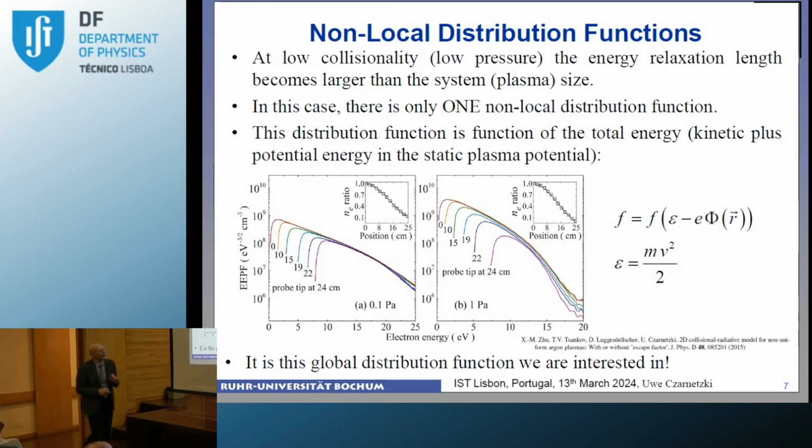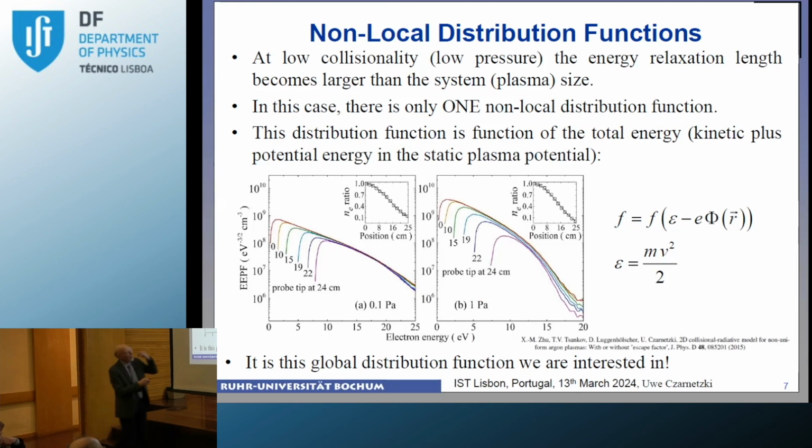So this distribution function, as I wrote down here, is just a function of the total energy. That means the sum of the kinetic energy of the electrons and the potential energy in the plasma potential. Here you see an experimental evidence for this. This is in a cylindrical plasma, and measurements of electron velocity distributions are made at different radii and then shifted by the local plasma potential. You see that all the distribution functions fall on top of each other. That's the case at sufficiently low pressure.